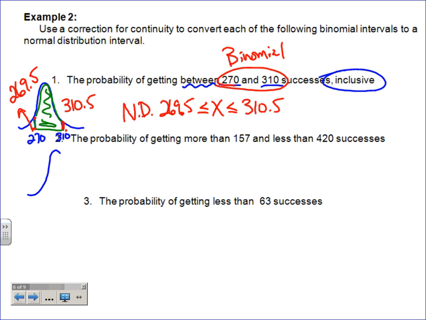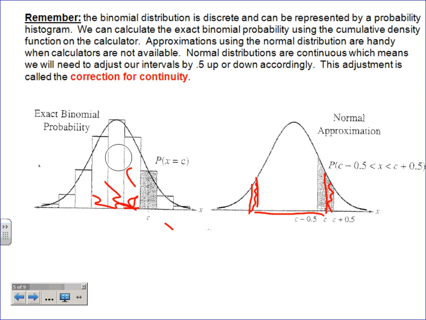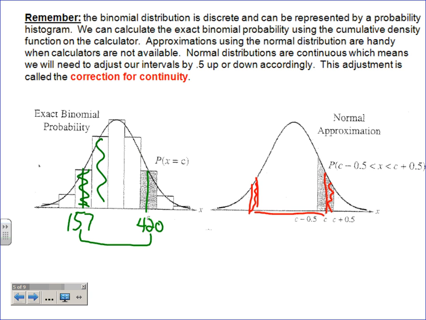So again, you know what I'll do? Maybe I'll go back to that other picture again. 157 and 420. Right? Is it okay if I use the same one? Is that going to confuse you? No? Okay. Again, do we even know what the mean is in this problem? No, the mean could be 10 for all we know, but I'm just using this for graphic purposes. Okay? Now in this one, if I were to do binomial, I would take the area of this rectangle right here, plus that one, plus that one, plus that one, plus that one, right? That's what you would do binomial.